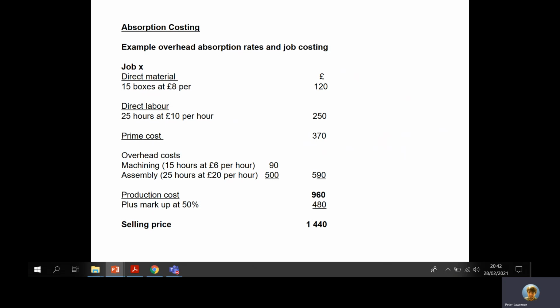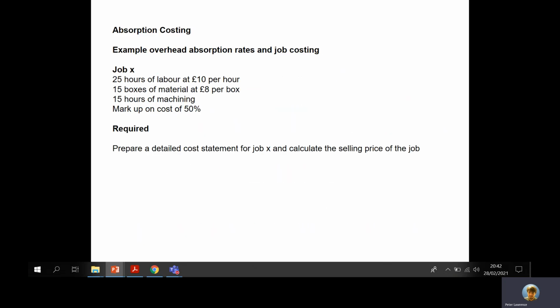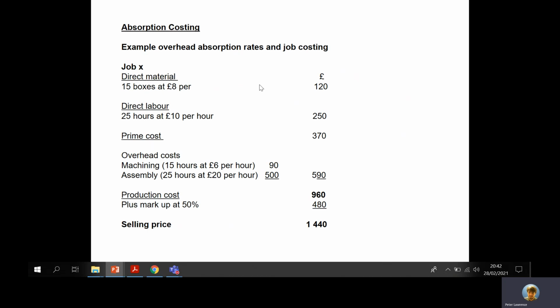We're then going to do our overhead absorption rate. And I'm just going to take you back just for a second. Okay, so just back to this. So there's 25 hours of labour at £10 per hour, and there's 15 hours of machining. Now, we've already paid our labour at £10 per hour to our staff, but we've also got to pay the overheads as well as the staff. So when we're calculating our overheads for this job, we know that it uses 15 hours in the machining department, and the machining department OAR, overhead absorption rate, was £6 per hour. That gives us £90 in total.